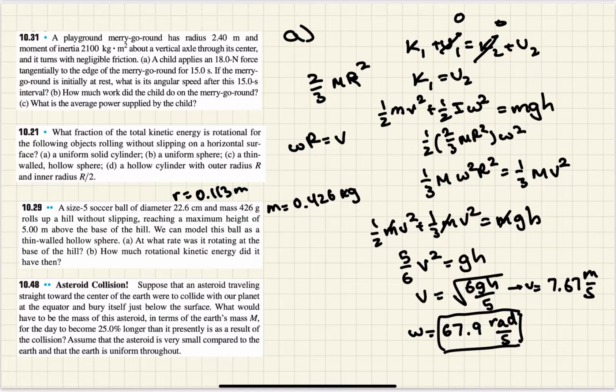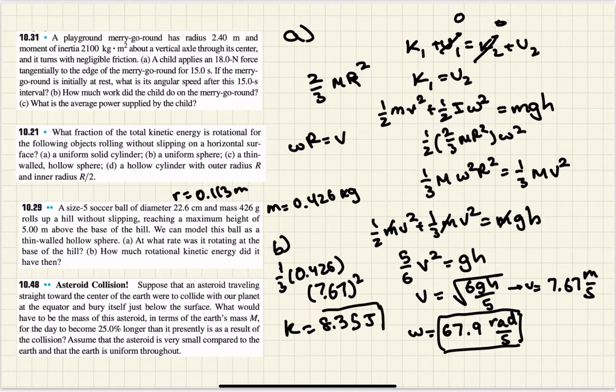Part B is rotational kinetic energy. That's easy. That's actually just this formula, because it was 1/2 I omega squared, but we simplified it down to this based on what we knew of the rotational inertia, the moment of inertia and things like that. So it's 1/3 times the mass, which is 0.426, and then the linear velocity, 7.67, squared. You multiply all that out, and K is equal to 8.35 joules. That is your answer for part B.